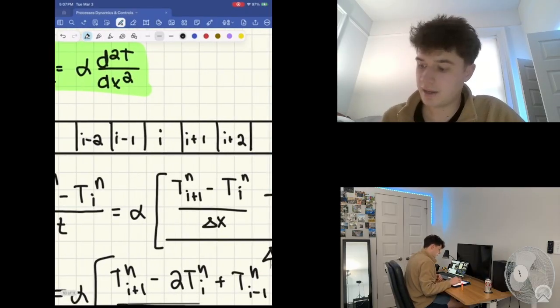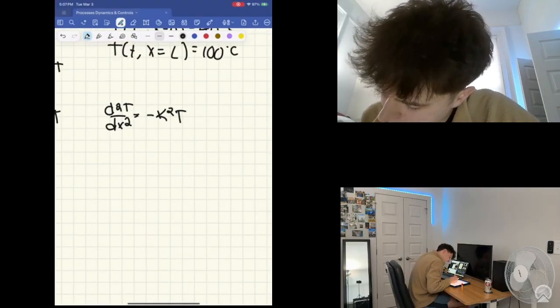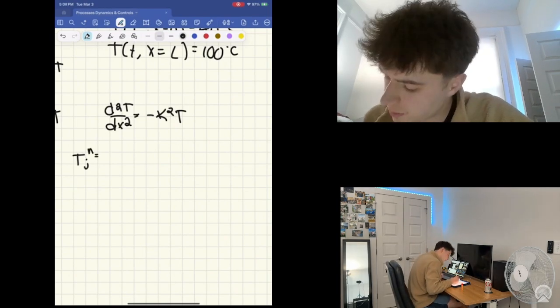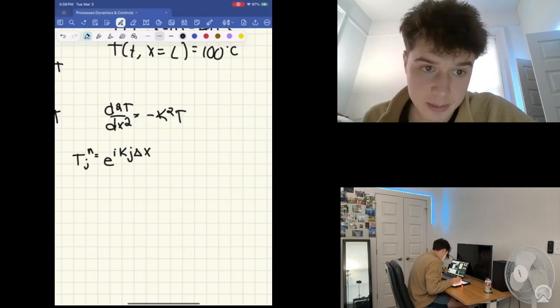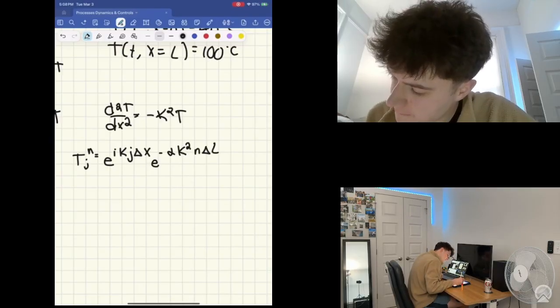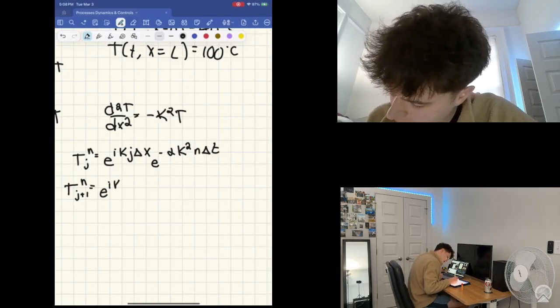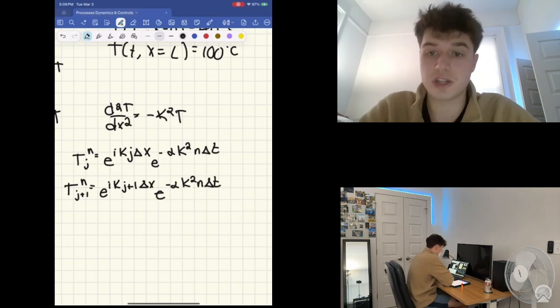As you remember, i, if you move to the right, becomes i plus 1, and that's what we're going to look at down here. So we're first going to write T with respect to j, n, and this is going to be based on our position. So our position in the first would be e to the i k j delta x times e to the negative alpha k squared delta t. And now if we want to move to j plus 1, this quickly becomes e to the i k (j plus 1) delta x times e to the negative alpha k squared delta t. This side does not change because there's no j.